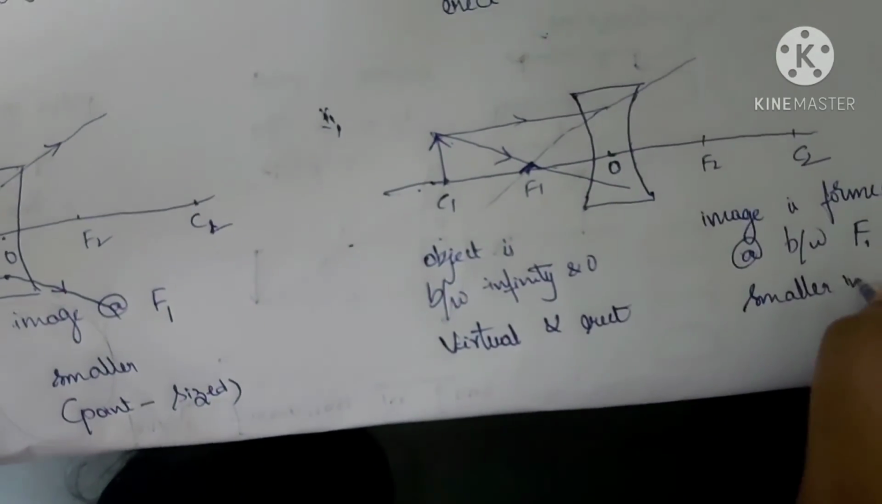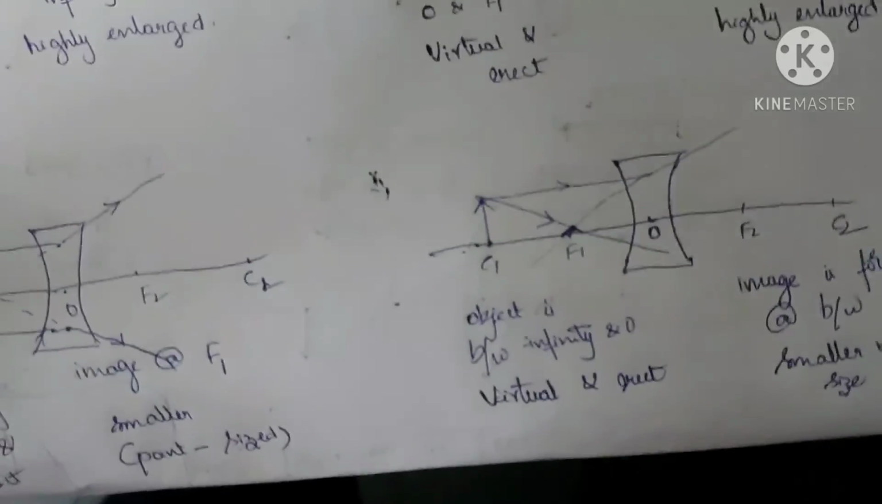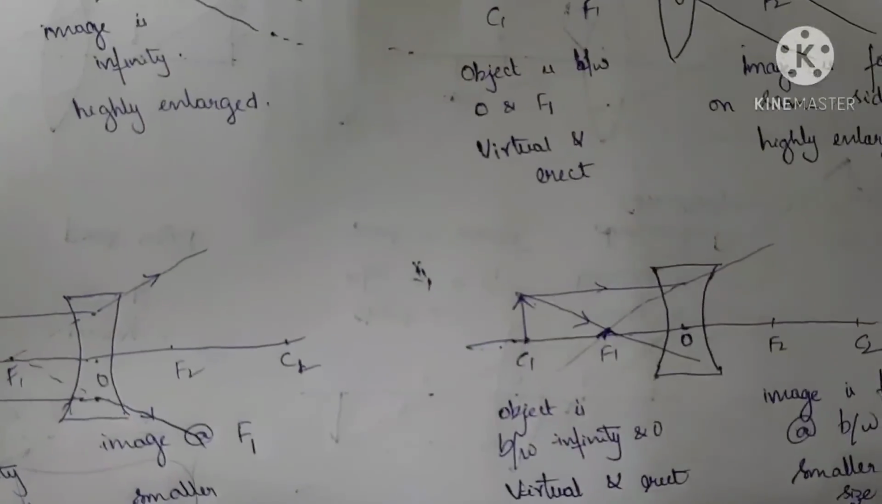So this is how the image will be formed in both convex and concave lenses.